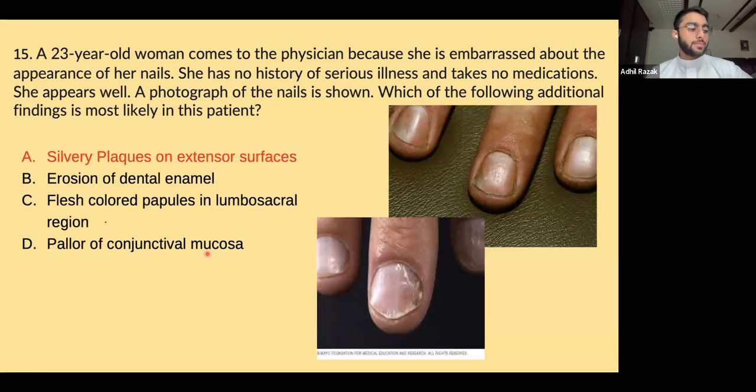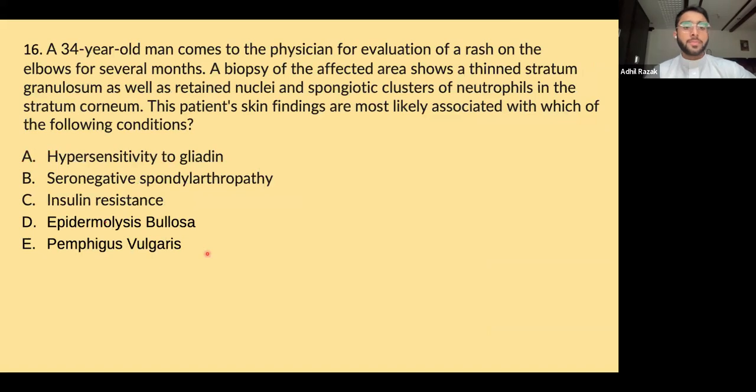Is psoriasis clear for everyone? Alrighty.